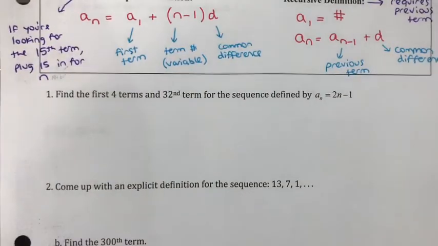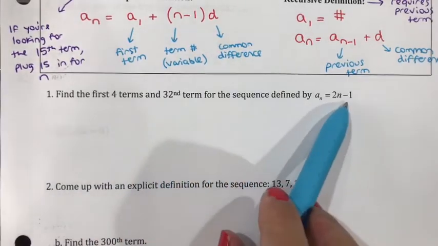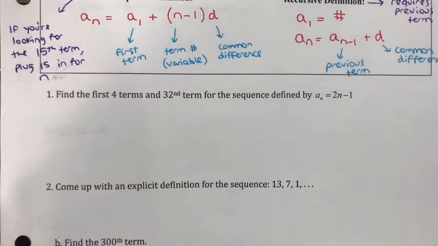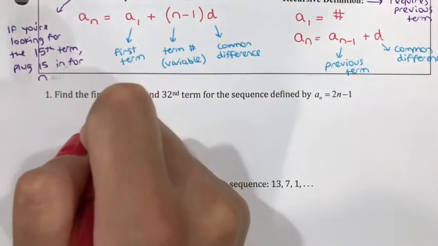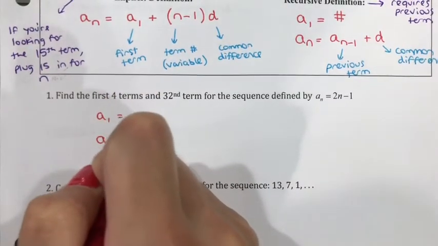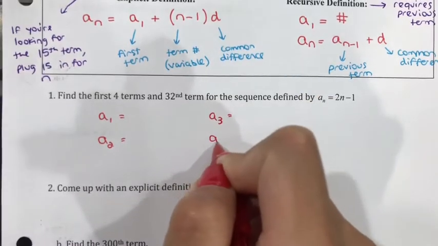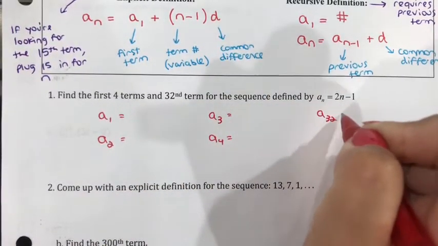So first of all, find the first 4 terms and the 32nd term for this sequence. This actually summarizes what we did in our previous section. So let's go ahead and write those out. A1, A2, A3, A4, and then the 32nd term, A of 32.